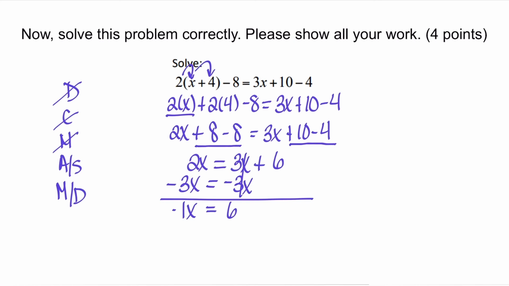We don't have anything to add or subtract to isolate our variable, so we're going to skip that step. Now we need to divide both sides by negative 1. And so when we do that, we get x equals negative 6, which is the correct answer.